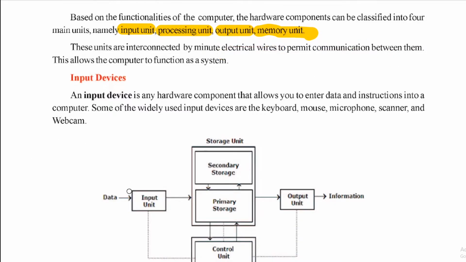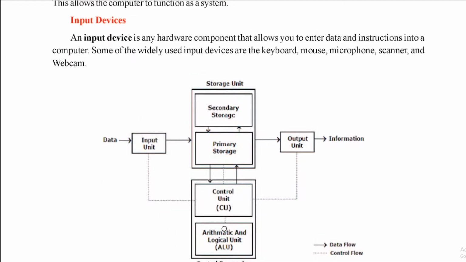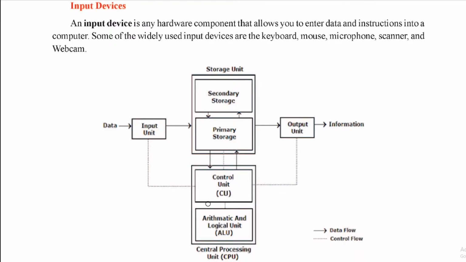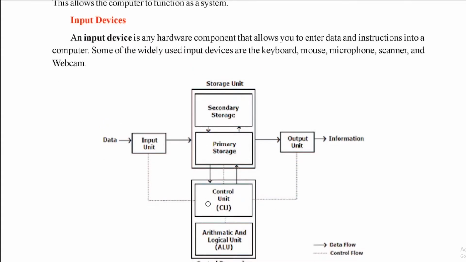So how are they communicating? We have seen some electrical wires, and they permit communication among the various units, these four units. You can see the arrow diagram. These arrows in the diagram show how data will be moving. From the input device, it goes to the primary memory and control unit. It goes back again, and we have the arithmetic logic unit and the central processing unit. This is how the electrical connections allow communication among the four major units: input unit, processing unit, memory unit, and output unit. So let us learn one by one.